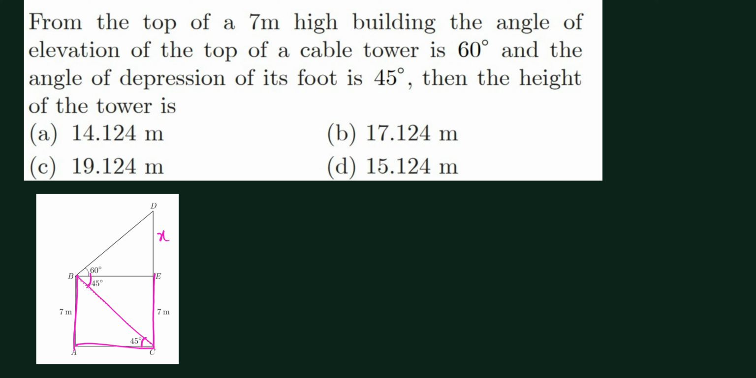So in triangle ABC, apply the tan 45. So tan 45 equal to opposite, which is 7, by adjacent, which is AC, 7 by AC. Then tan 45 value is 1, so 1 equals 7 by AC. Then AC is equal to how much? 7. This is 7 meter.